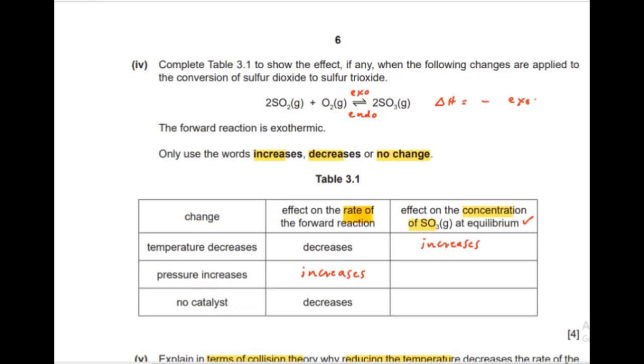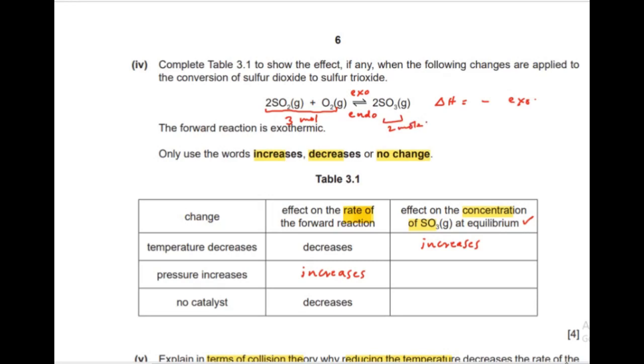If pressure is considered, then just look at the number of moles of the reactants and the products. But keep in mind that pressure only affects gases. So look at the number of moles of the gases. There are 3 moles on the left hand side and 2 moles on the right hand side.